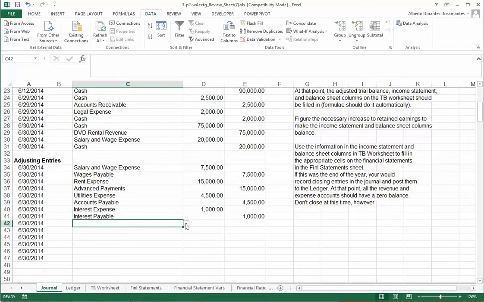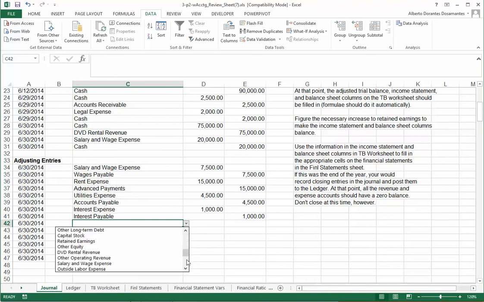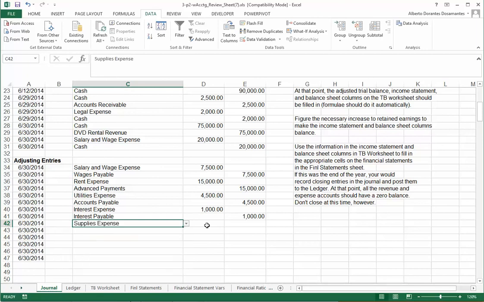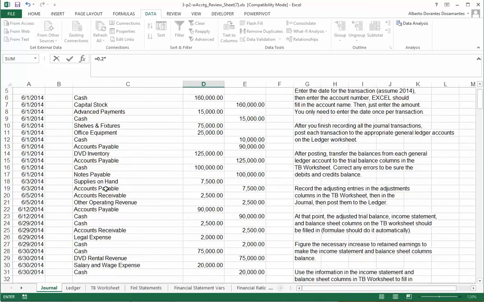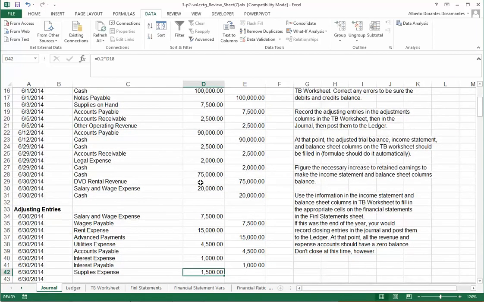Then it says that 80% remained, and that means that we spent 20% of the supplies on hand. Okay, then we have to select the account. It is supply expense. We have to recognize that expense, and that is a supply expense, right? And the amount is going to be the 20% that we spent times the amount we bought. That one is from here in supplies on hand. On June the 3rd we bought that one. Then we basically spent 1,500.